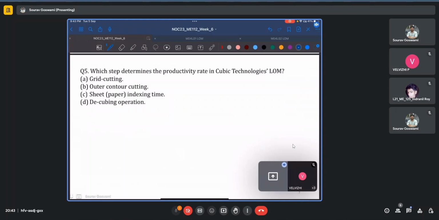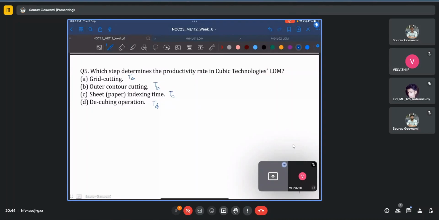So the grid cutting takes a significant amount of time. That is true. Let us write these times. Let the time for grid cutting be TA, the time taken for outer contour cutting be TB, for the indexing let it be TC, and for decubing let this be time TD. And let us try to arrange these in an increasing or decreasing order.